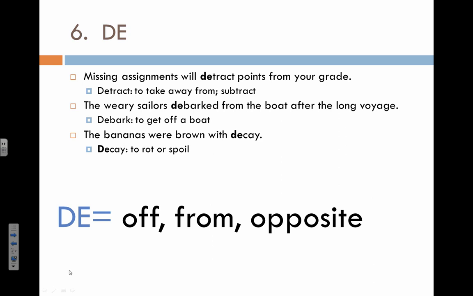DE means off, from, opposite. And I don't have this on the slide, but it can also mean of in some cases. Okay, so off, from, or opposite. So my last name, De Dominicis, the DE at the beginning means from or of, and my last name literally means of the little houses, as it's written. My last name actually comes from the root domine, which has to do with house of God.